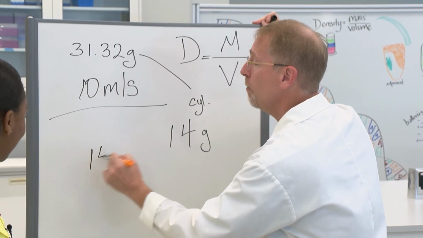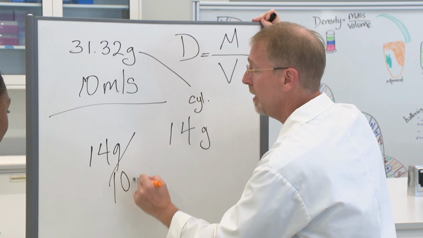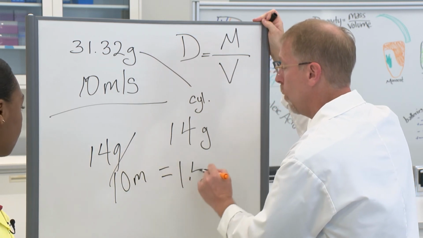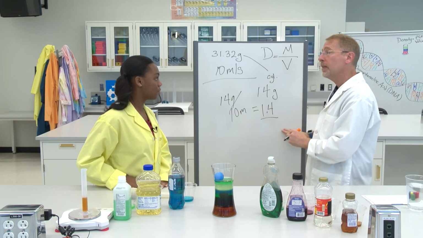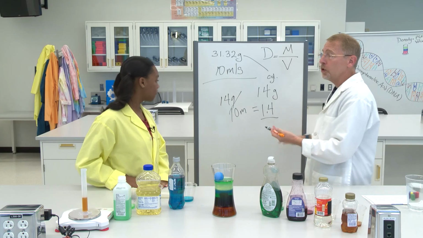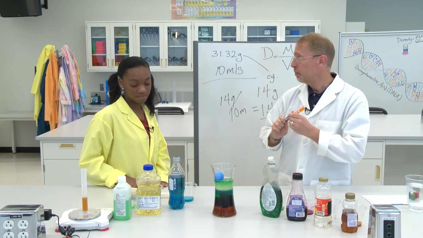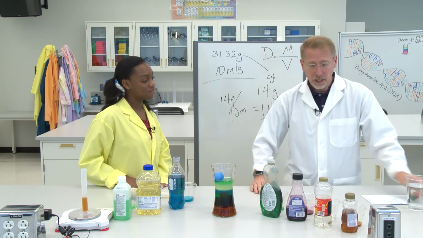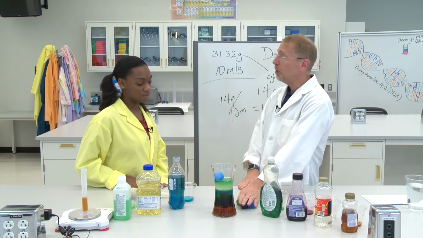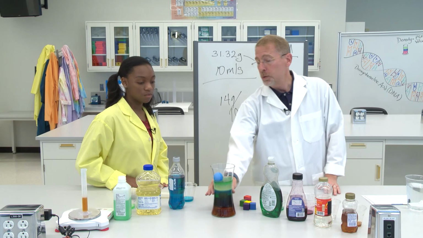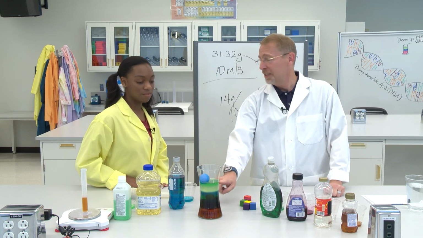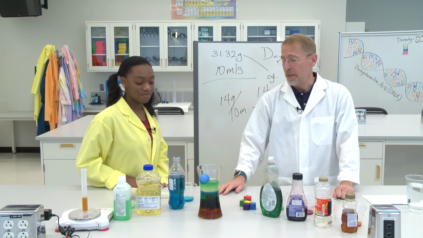And so what that would be is 14 grams over 10 mils, which is 1.4. And that's about the density that we know our honey is. Okay. So you could actually do that with every single one of these different pieces. So you stacked our blocks. You stacked our liquids. We figured out our individual measures.